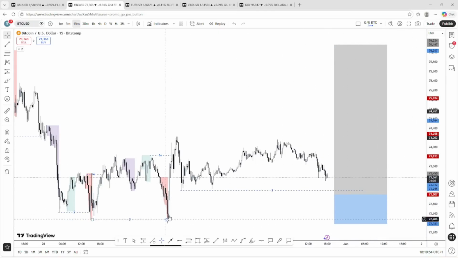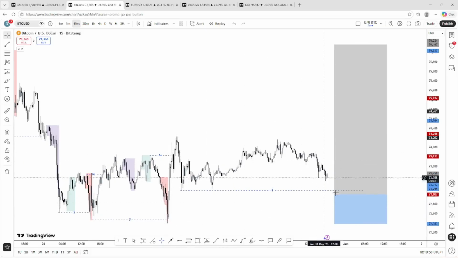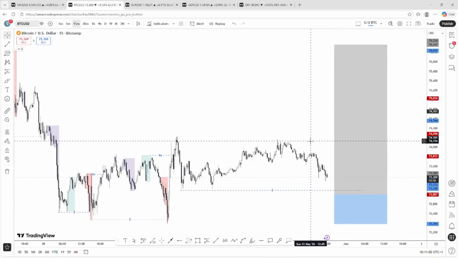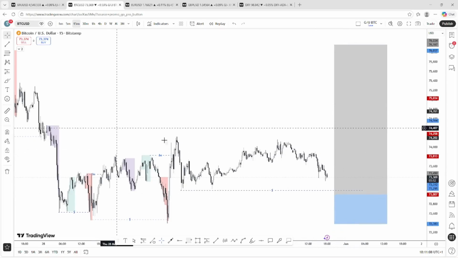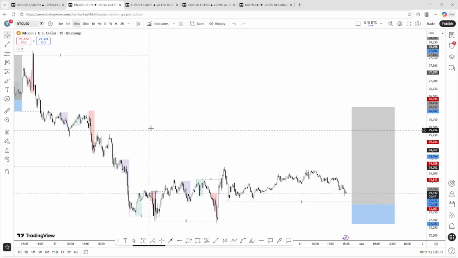Mostly it is this liquidity block which will propel this retracement to the upside. So I'm currently looking for this correction on BTC before we head to the downside. And so that's my analysis on BTC.